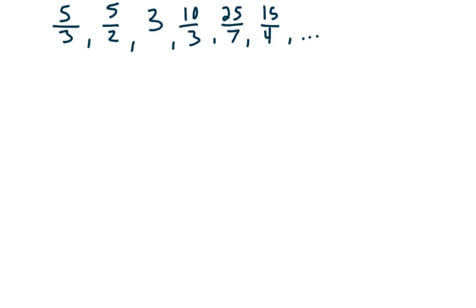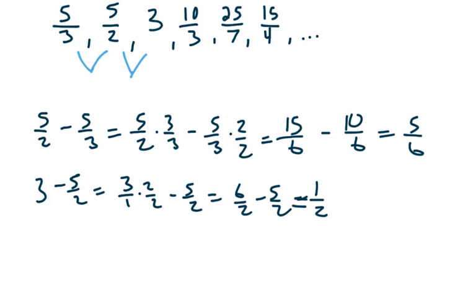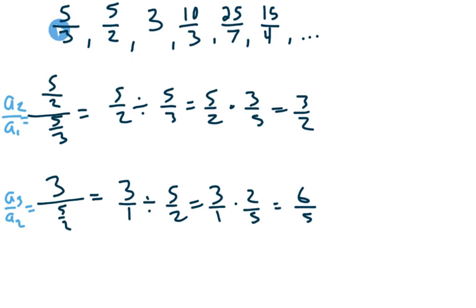So here's our next example. If you try to find the differences between each pair of terms, you're going to find pretty quickly that this is not an arithmetic sequence. The difference between the first two terms is 5/6, and the difference between the next pair of terms is 1/2. Those are not the same. If you try to find the ratios of consecutive pairs of terms, a sub 2 divided by a sub 1 turns out to be 3/2, and a sub 3 divided by a sub 2 is 6/5. That's not the same at all. So it's neither arithmetic nor geometric, but we should be able to predict the pattern.